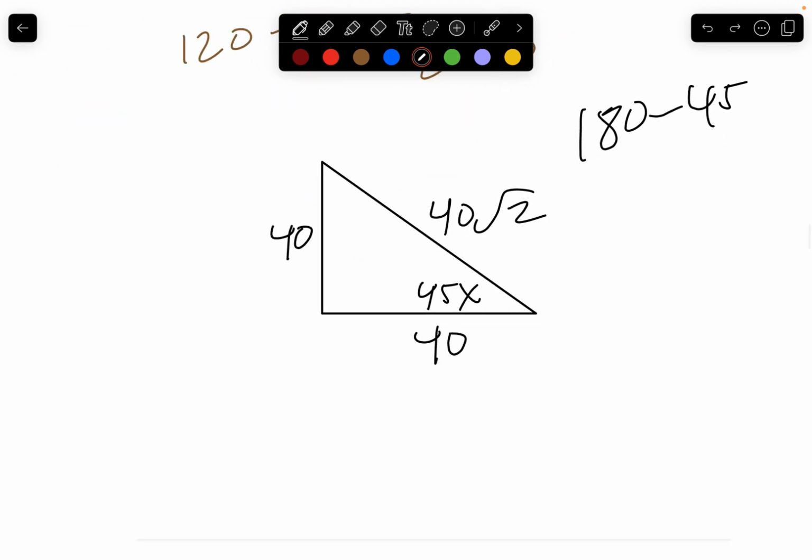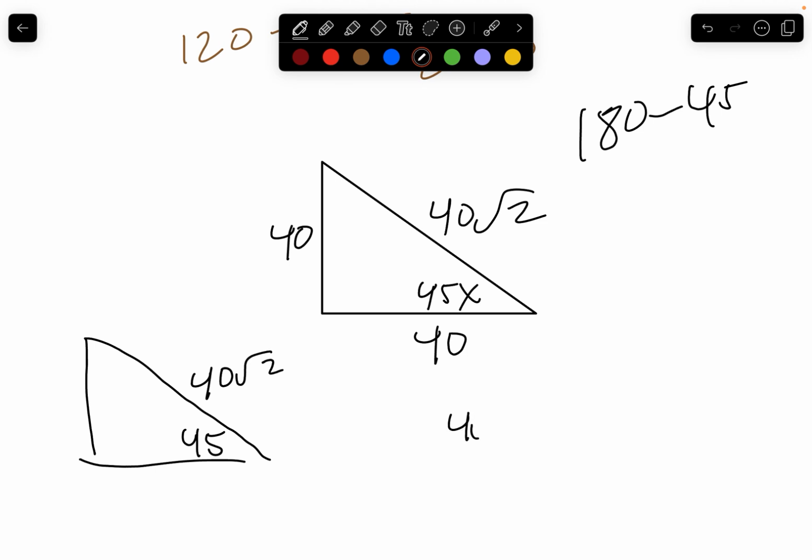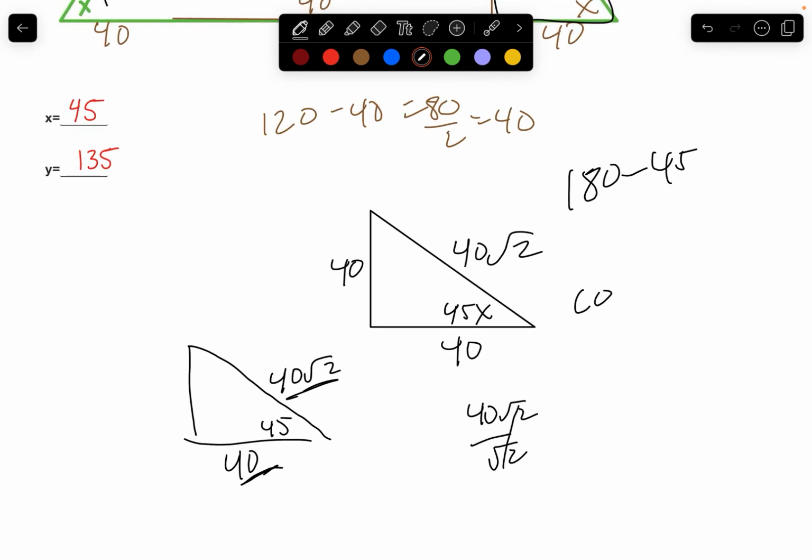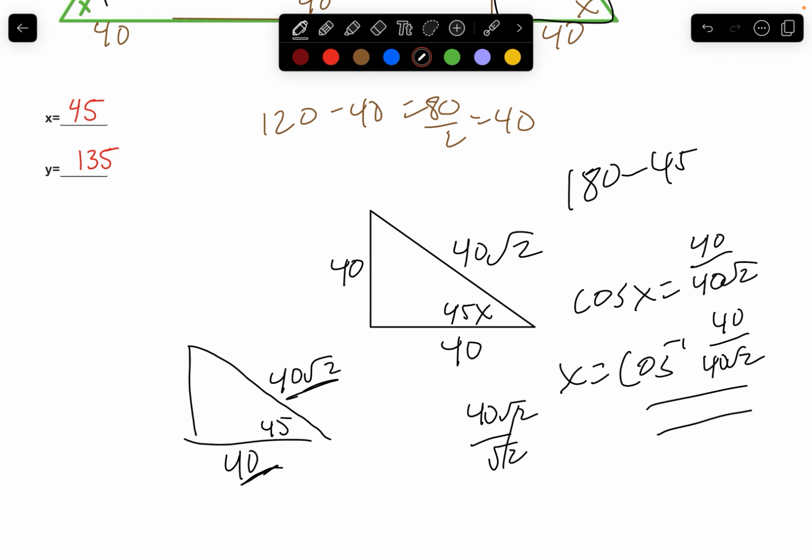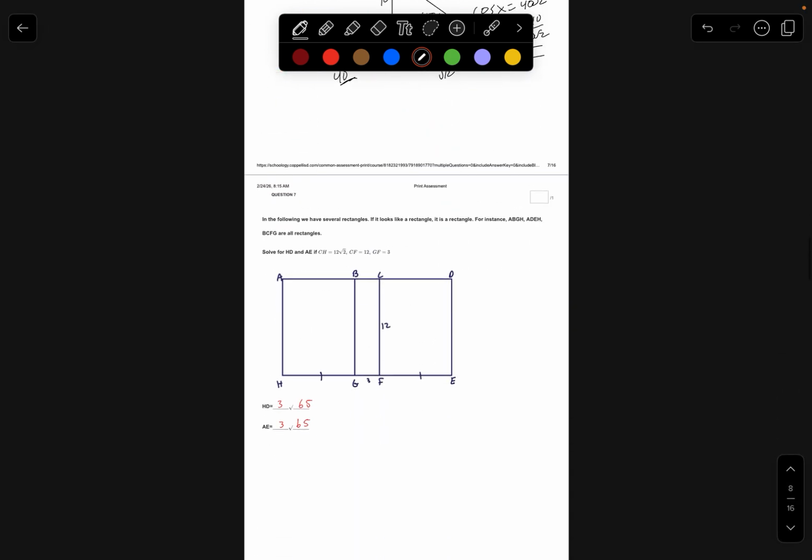Going back to this, if you were confused here, what if I gave you this triangle? What if I said this was 45 and this was 40 root 2? You would do 40 root 2 divided by root 2 and call this 40. Well, it works both ways. If you know it's 40 root 2 and 40, then you can be certain that this angle is 45. It works both ways. So that could be done without a calculator. If you did have a calculator, you could have said the cosine of x equals 40 over 40 root 2, and you could have said x equals the inverse cosine of 40 over 40 root 2. It's going to give you the same answer as long as you type it into the calculator right.